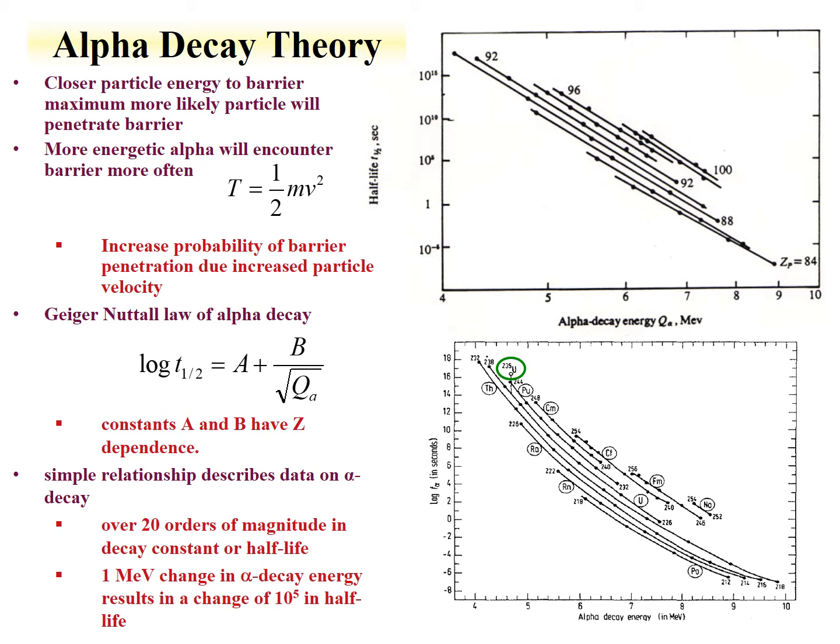Now, one theory that's been developed from this is called the Geiger-Nuttall law of alpha decay, and here are two examples of it. It's fundamentally the same figures, just plotted a little bit differently. And we see that there's definitely a relationship, and this is a log-log type relationship, where the log of the half-life is equal to two constants, a plus b, divided by the square root of the Q value.